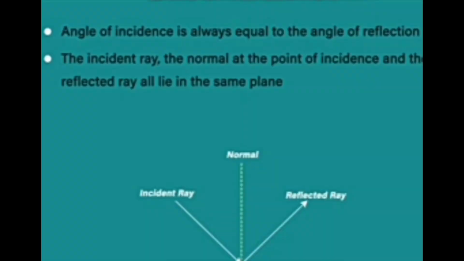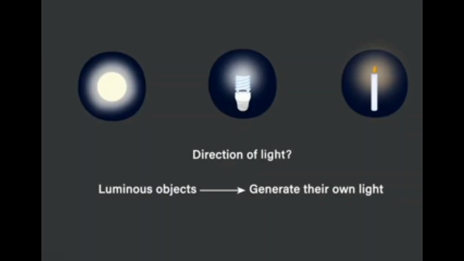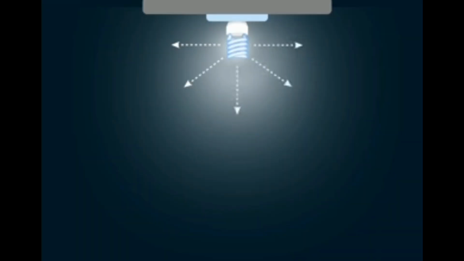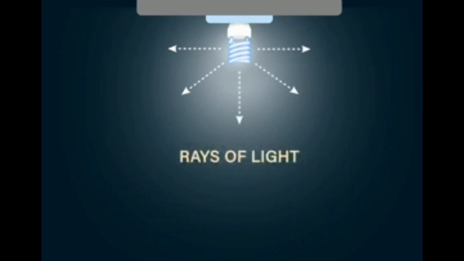Now let us know what the laws of reflection are. As we saw about luminous and non-luminous objects, non-luminous objects reflect the light from luminous objects. In which direction does a luminous object emit light? They emit light in all possible directions. Consider a fluorescent bulb which is glowing, emitting light in all directions. Let us denote each direction by a straight line with an arrow on it, pointing in the direction in which the light is traveling. So all these arrows represent the various paths along which light is traveling.